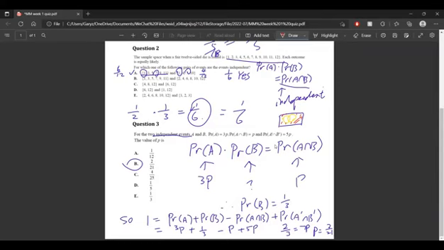So 3p plus 1 on 3 minus p plus 5p is 1. So 2 on 3 equals 7p, and p is equal to 2 on 21. That's why we pick B as the answer here.